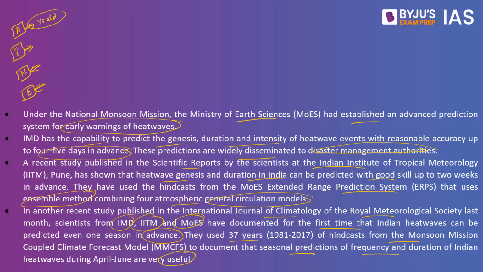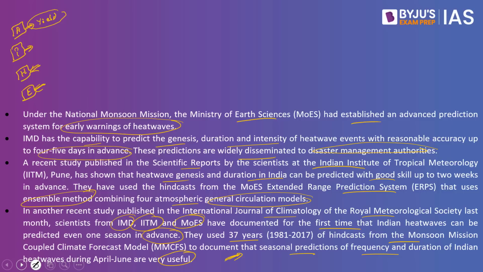So if we are able to predict heat waves in advance, the likely negative impact can be reduced over a period of time, says this article. So this is one such example where application of science and technology can help the society, says the author. It is this that we have to understand with respect to this article.